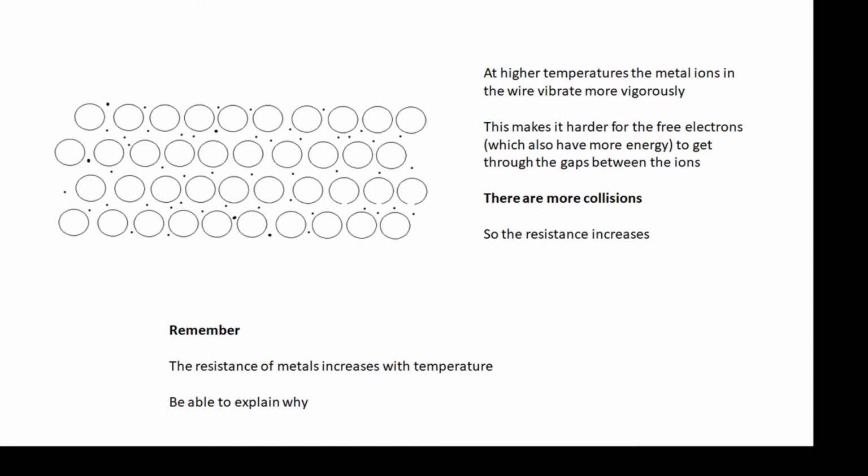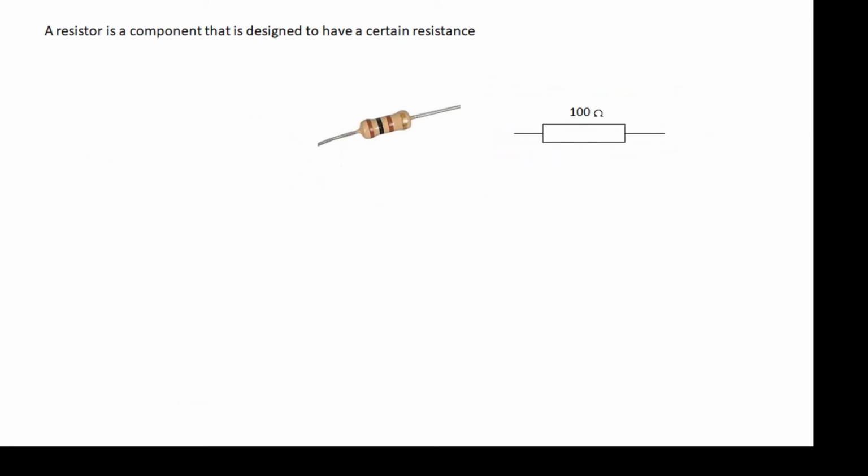Remember that the resistance of metals increases with temperature, and be able to explain why. Now, a resistor is a component that is designed to have a certain resistance. For example, this is a 100 ohm resistor. It is supposed to have a fixed resistance of 100 ohms.